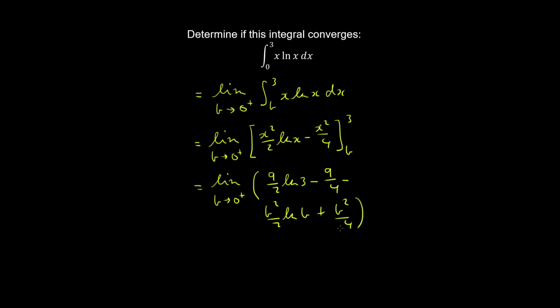Now as b goes to 0, this term disappears, and if you use L'Hopital's rule, this limit here is going to evaluate to 0. So verify this, and therefore the integral converges to 9 on 2 times the natural log of 3 minus 9 on 4.